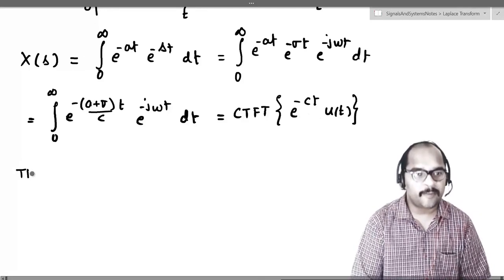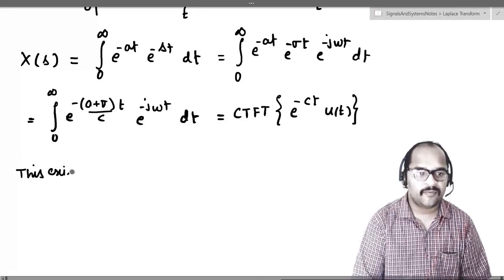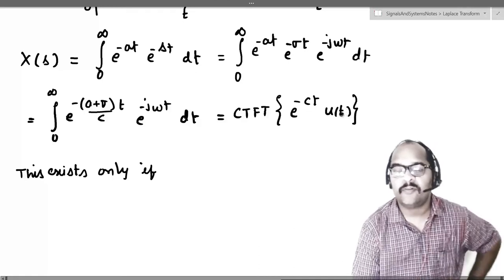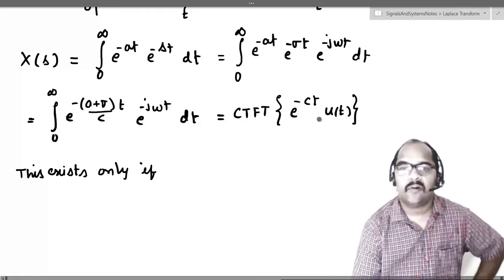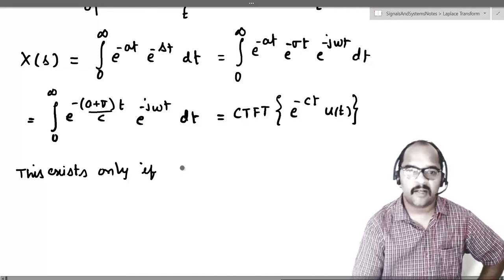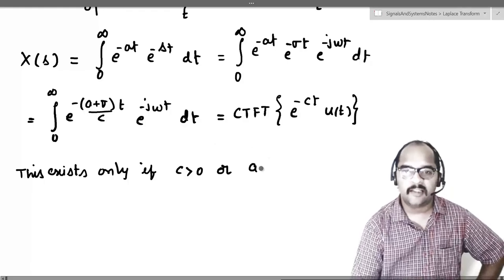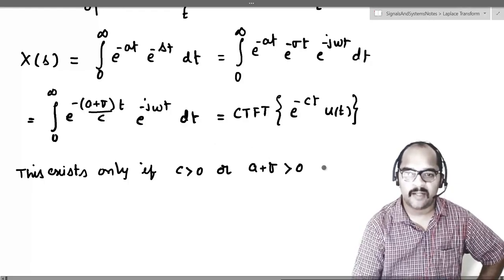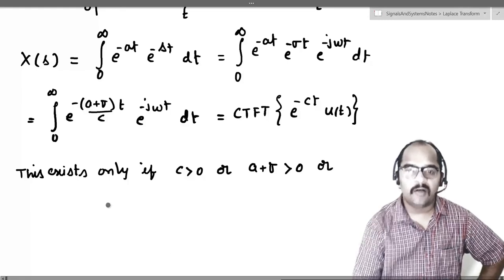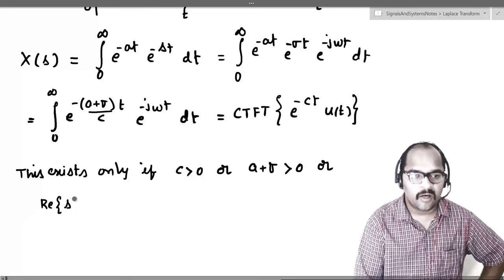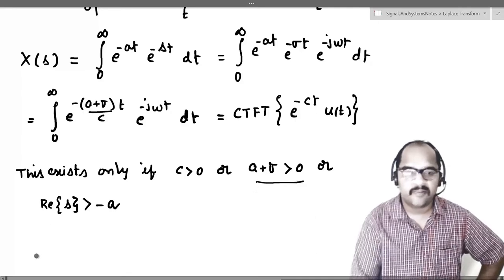When will this exist here? This is looking like e power minus at u of t. When will the Fourier transform of e power minus at u of t exist? Only if c is greater than 0, correct? Only if c is greater than 0, and what is c? C is nothing but a plus sigma, which should be greater than 0, and what is sigma? Sigma is the real part of s. So the real part of s should be greater than minus a, correct? So from this we get this condition.